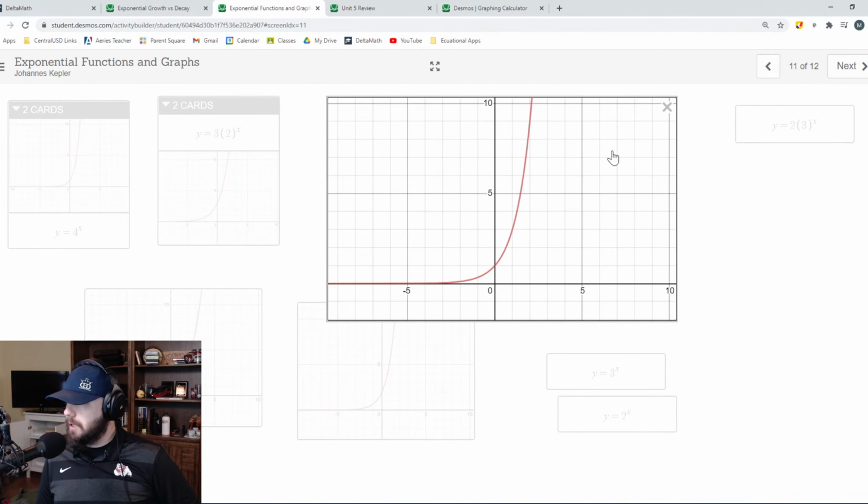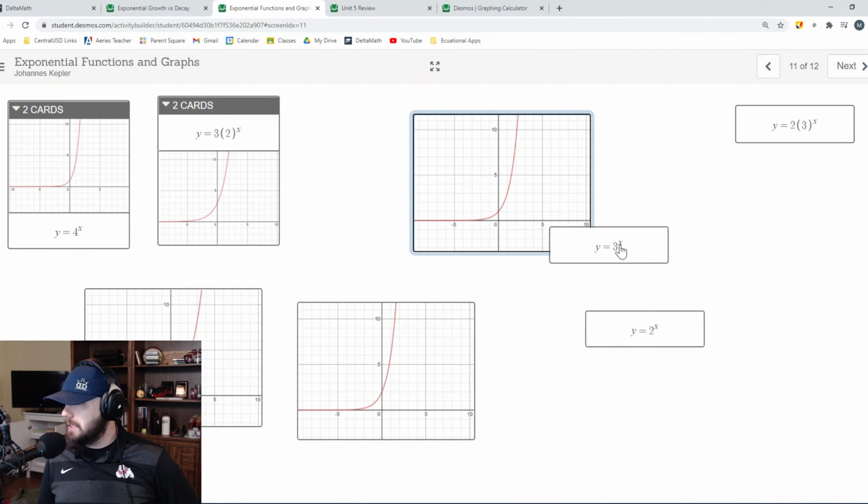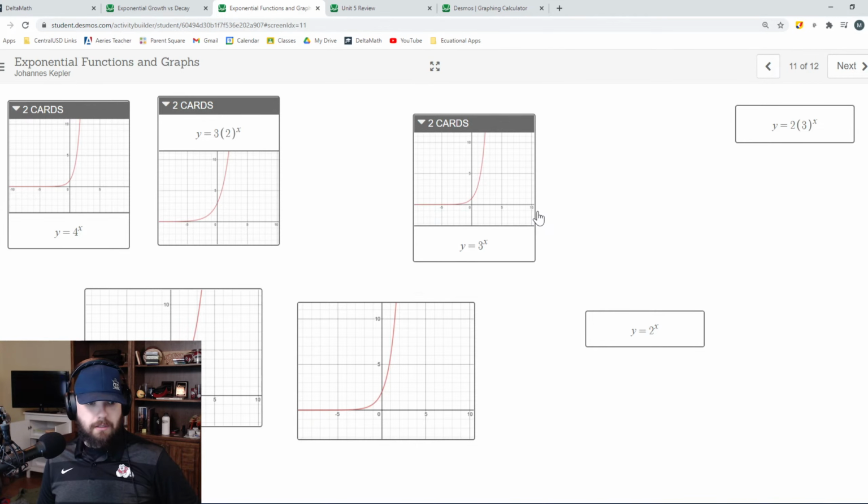Oh, another y-intercept of 1, so it's going to be one of these two. Let's take a look a little closer. We go to the next line, it's going to be up to 3. So 1 times 3 is going to be 3. 3 times 3 is going to give us 9, which is right there. So this is going to be my base of 3. Perfect.